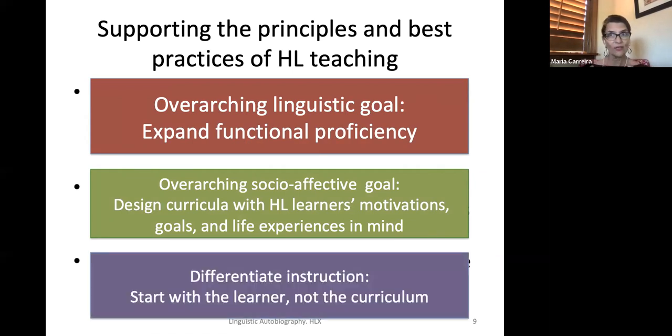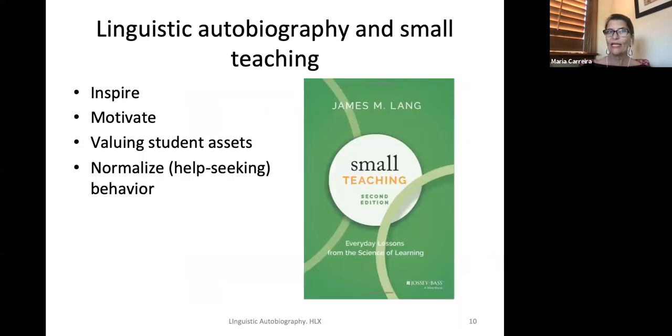It's also a great tool, as we said, for differentiating instruction. In terms of small teaching, we can see also that the linguistic autobiography does what James Lang describes as inspiring and motivating students to be in class. It can also help teachers value students' assets, what they can do with the HL and how they came to have the level of proficiency that they had, the efforts that they put into that.